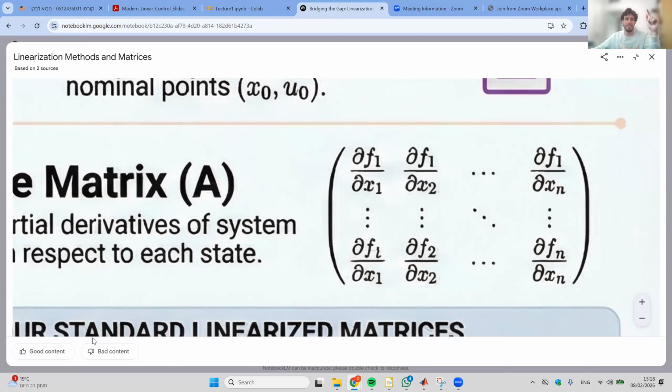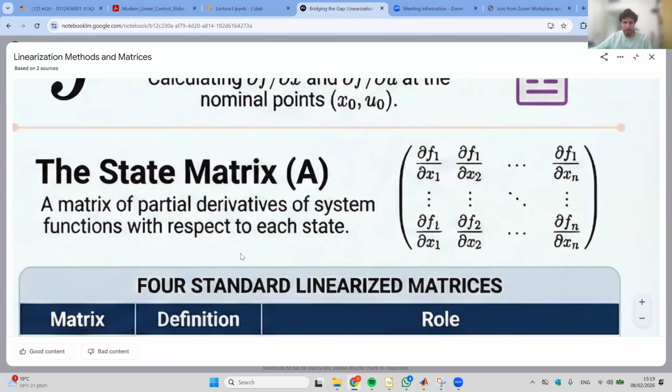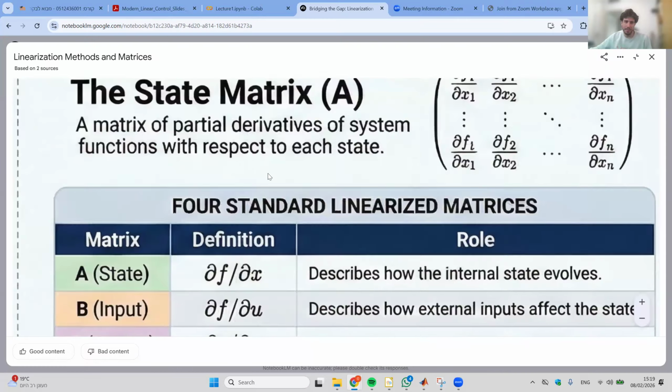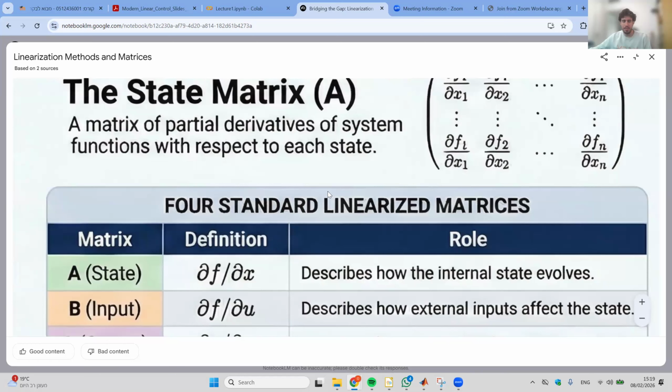As I said earlier, this NotebookLM is very, very nice, but still it makes some mistakes. So here the last row is actually fn. So we take the last entry of f and we differentiate it with respect to x1 up to xn. And I think if this is clear, then all other matrices are clear. So for B, we do the same, but we differentiate with respect to the entries of U.